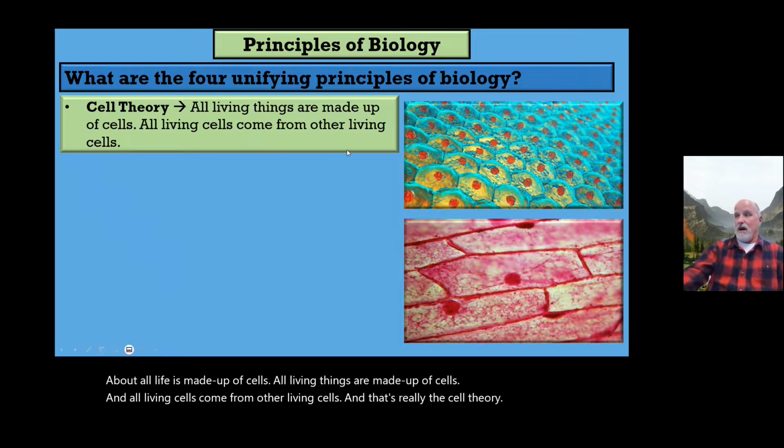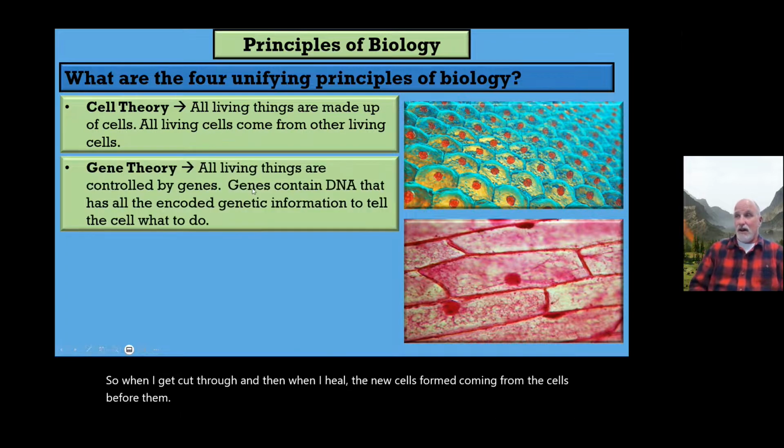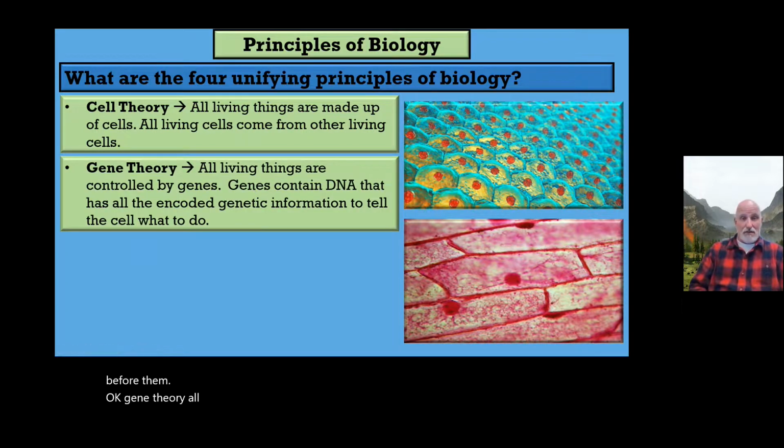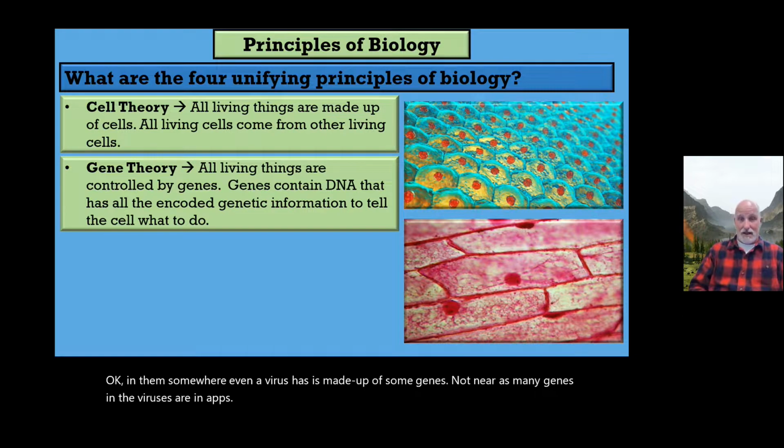So when I get cut and then heal, the new cells that form come from the cells before them. Gene theory: all living things are controlled by genes. Even a virus is made up of some genes, not nearly as many genes as there are in us. But genes contain the DNA, which has our genetic code.